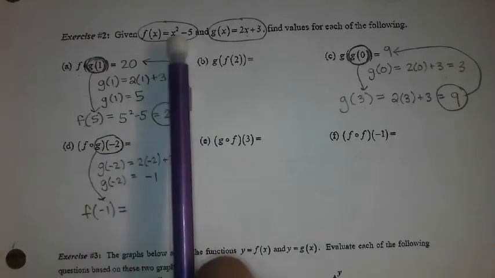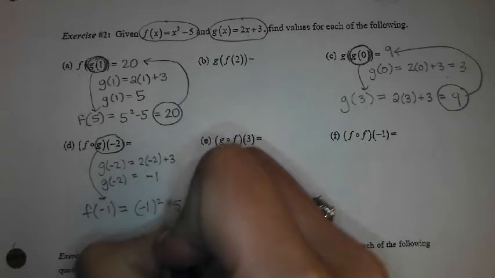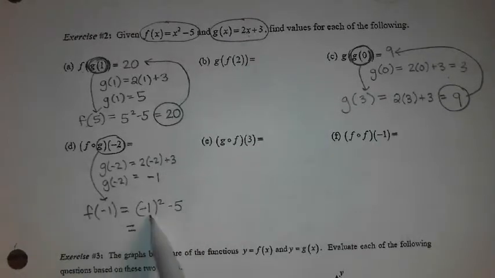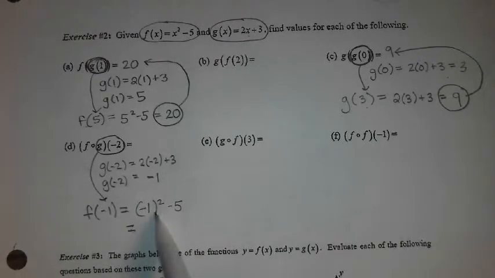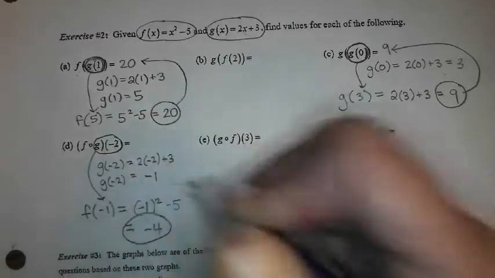And when I plug in negative 1 squared minus 5, what do we get? Negative 4, correct. Because negative 1, when you square it, is positive 1. 1 minus 5, negative 4. And that's your answer.